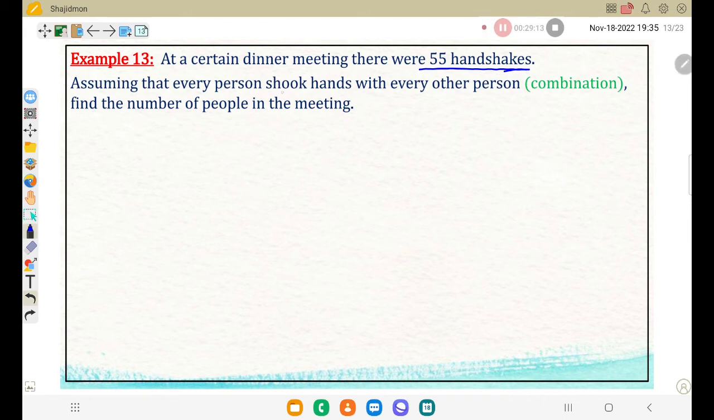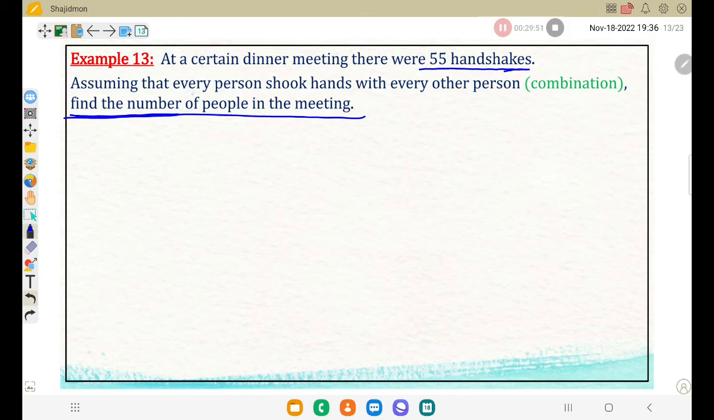Assuming that every person shook hands with every other person. That is the meaning combination, because one handshake is happening with the two peoples. Two peoples, they are giving hands and they are shaking the hands. So one shake hand will happen. So assuming that every person in that meeting shook hands with every other person, find number of peoples in the meeting. How many peoples are attended in the meeting? That is the question. Find the number of peoples in the meeting. So this question, when you are reading, see there are 55 shake hand happened in that meeting, but we don't know how many peoples are attended in the meeting. We need to find that one.